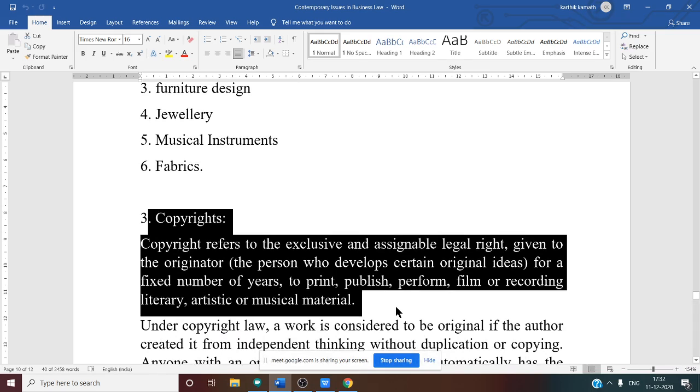It refers to an exclusive and assignable legal right given to the originator. Originator means the person who has created the invention, the person who develops certain original ideas, for a fixed number of years to print, publish, perform, film or record literary, artistic or musical material.